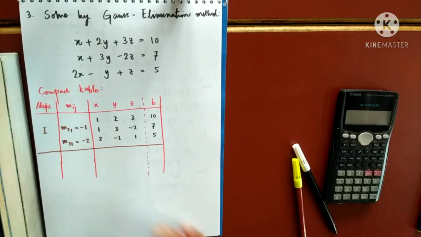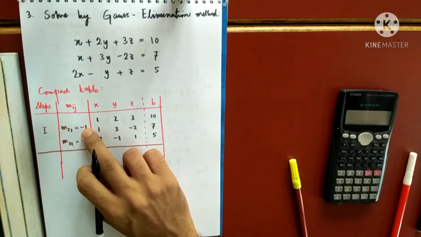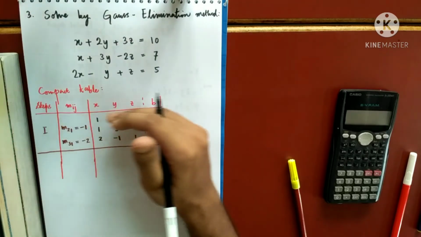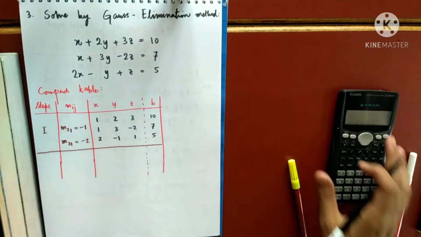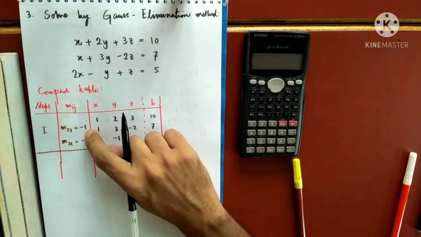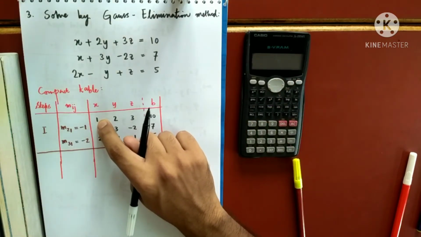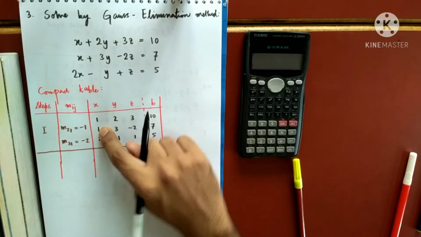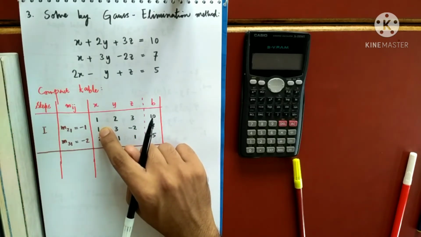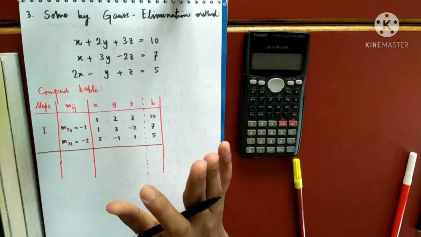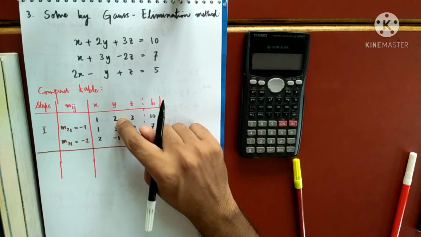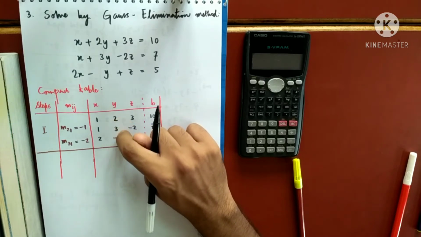What you have to do is multiply this to the first equation and add here. You multiply this here and add here. So what is my new coefficient? You see, minus 1 into 1 is minus 1. Minus 1 plus 1 is 0. No need to write that, 0 you will not write. Then minus 1 with 2 is minus 2. Minus 2 plus 3 is 1.